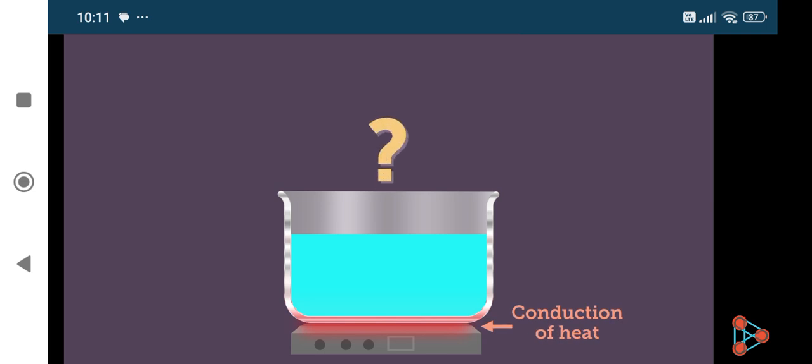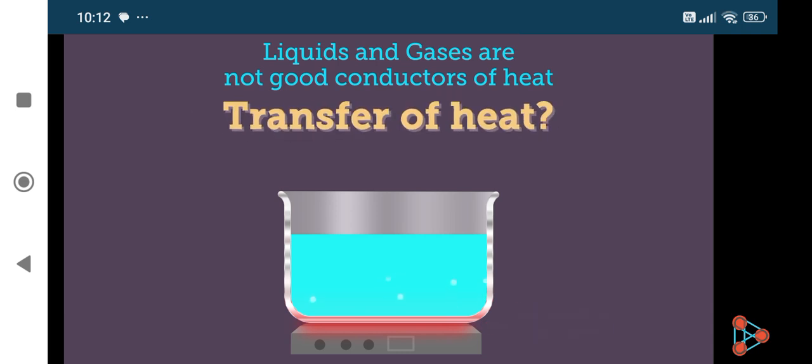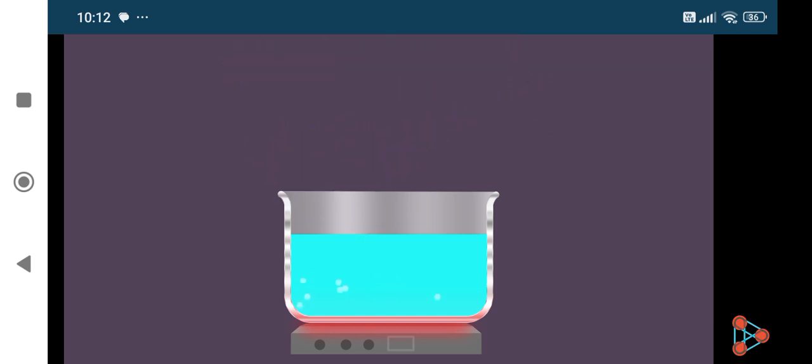What happens after that? Do you think the water which is in direct contact with the vessel will also become hot? Yes, the water will become hot. But the entire water in the vessel does not get heated at the same time. We should note that liquids and gases cannot conduct heat easily. Then how does the heat transfer through the water? Let's understand the entire process step by step.